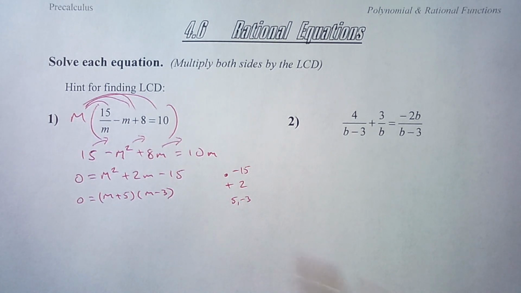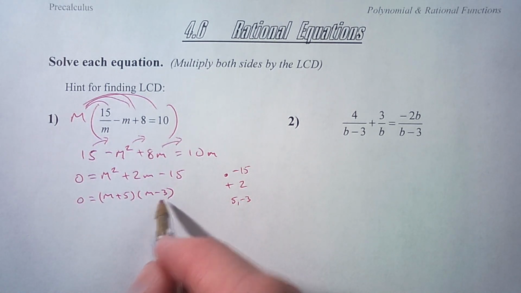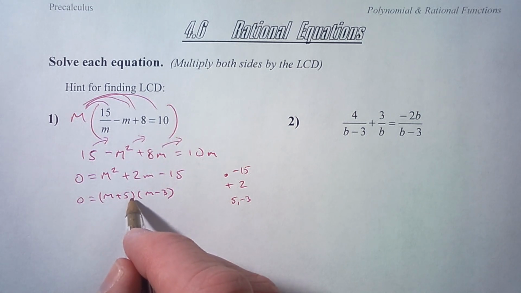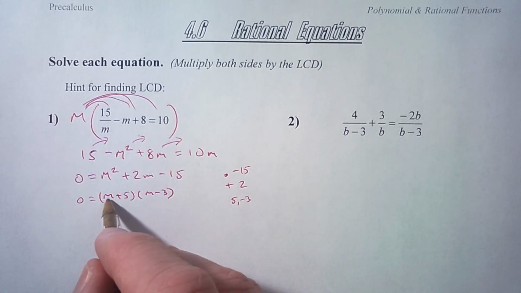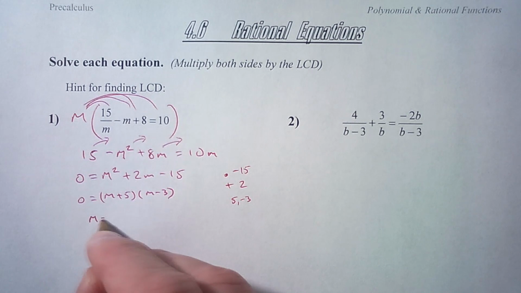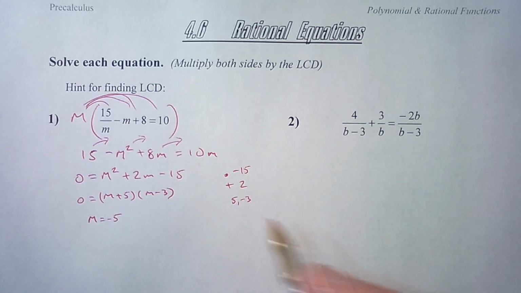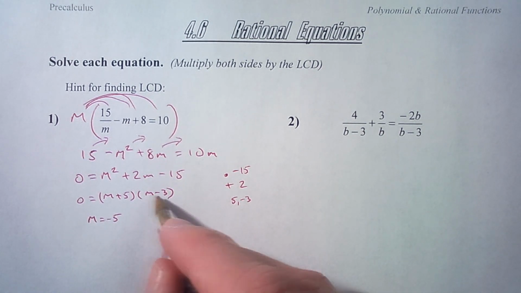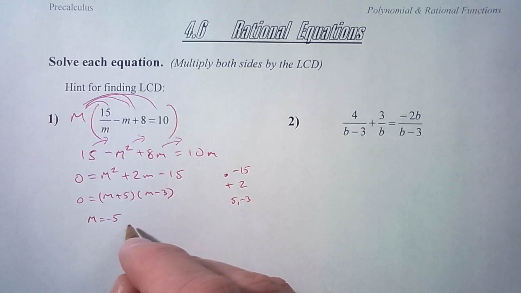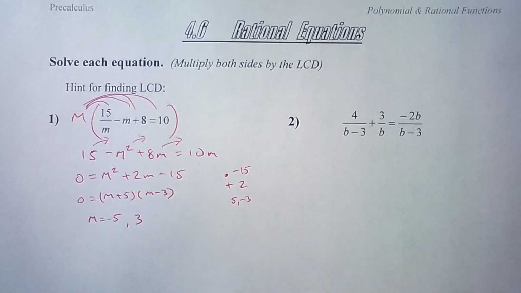Okay, so then I can set each factor equal to 0. m plus 5 equals 0. So to make this factor equal 0, it would take a negative 5. So m equals negative 5. And to make this factor equal 0 would take a positive 3. So m also equals 3.